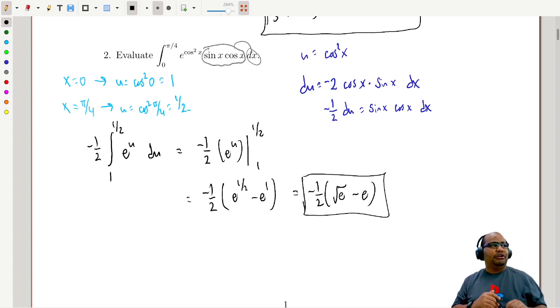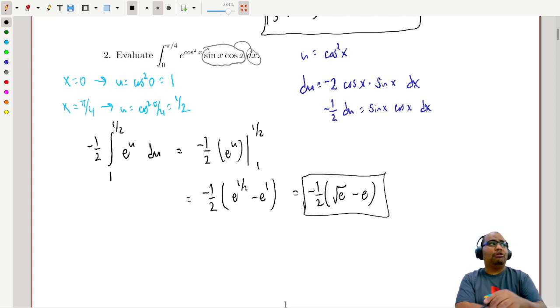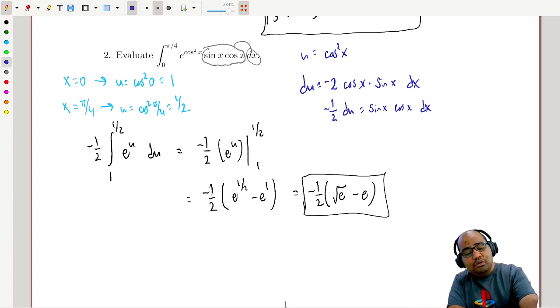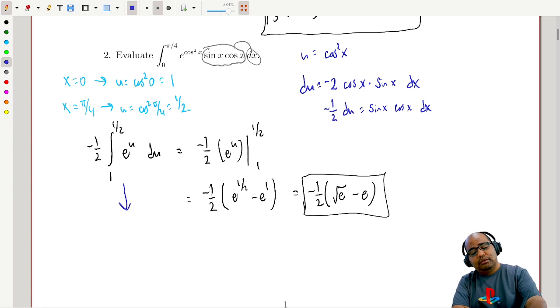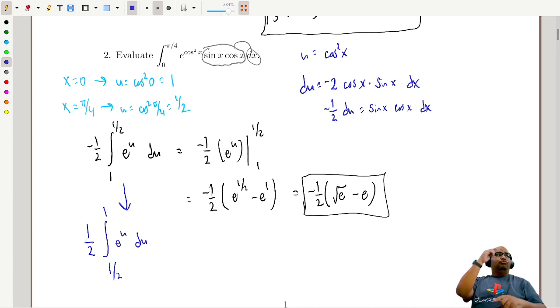Now, I want to make a quick remark here. You see this minus sign outside the integral, and our limits of integration aren't in the natural order. We're not going from small to big, we're going from big to small. If you wanted to, you can reverse the order of integration back and write this as the integral from 1/2 to 1 of e to the u du. Because if you reverse the order of integration, it costs you a minus sign in or out. You don't have to necessarily go through that step, just something to keep in mind here.